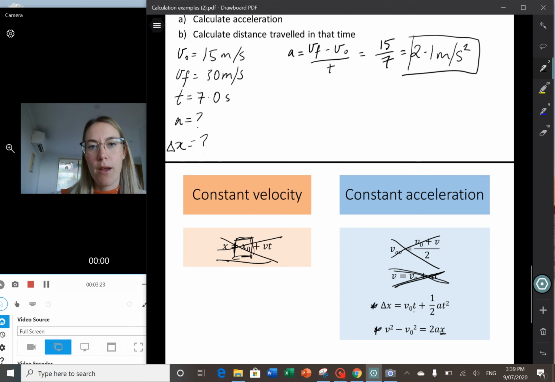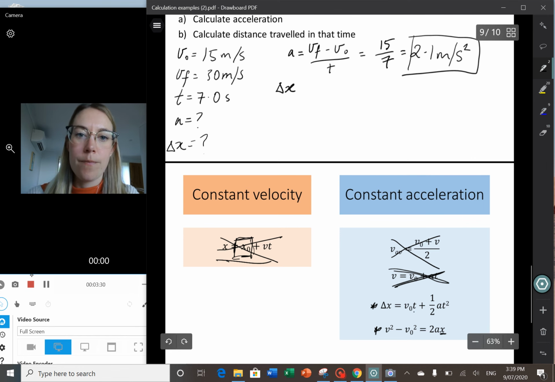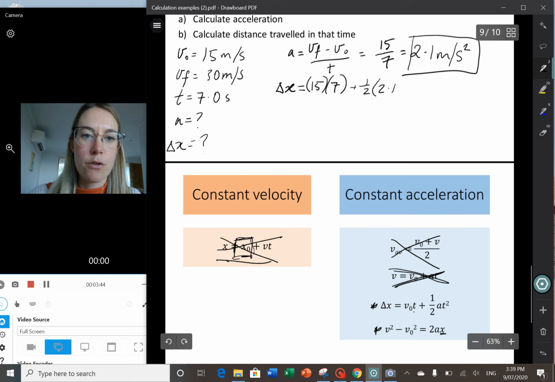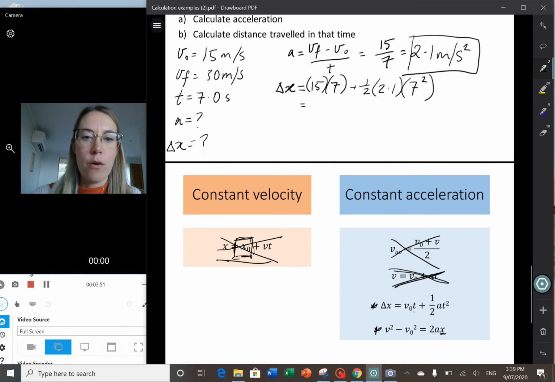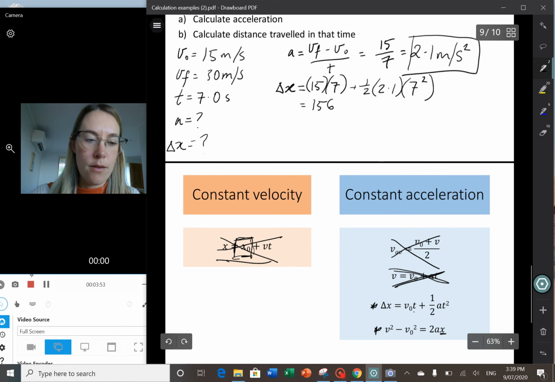And again, I'm going to go ahead and plug those values straight into the formula rather than just copying it out. So distance is going to be equal to my initial velocity of 15 meters per second multiplied by time, 7 seconds, plus half acceleration, 2.1 times time squared, which gives me a value of 156.45 meters.